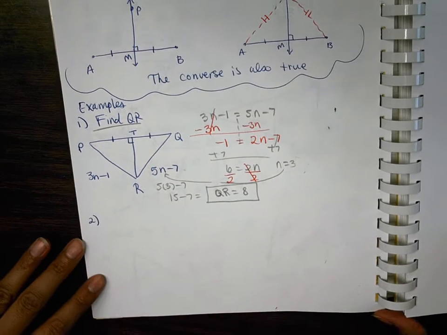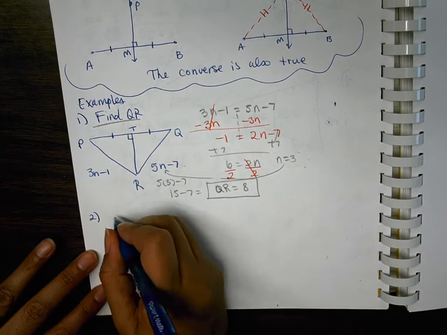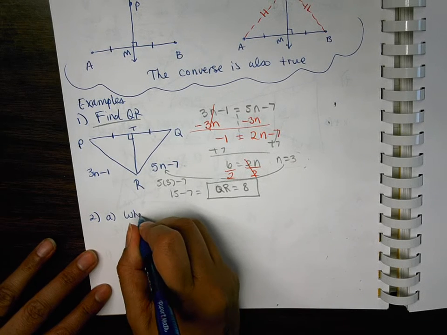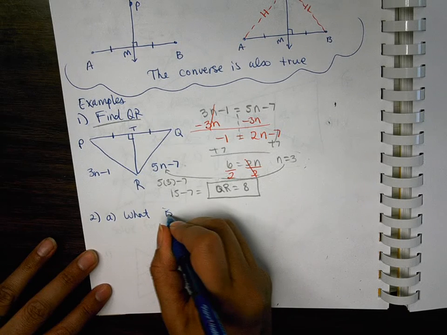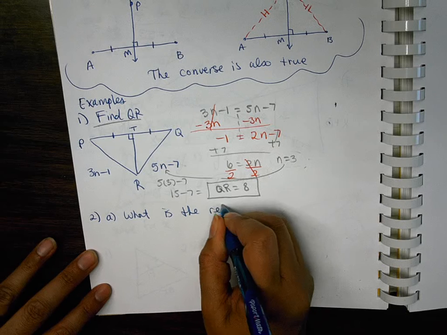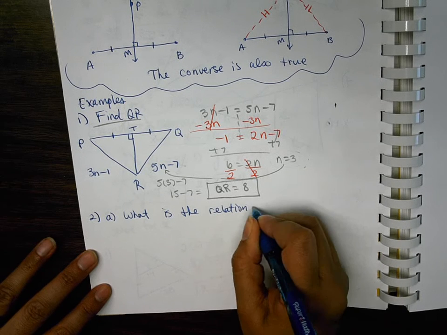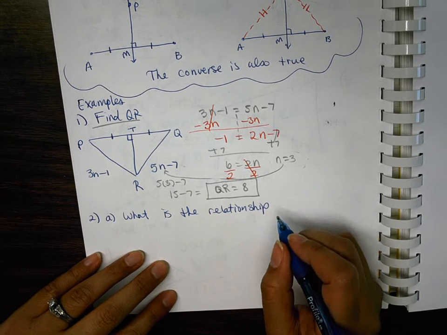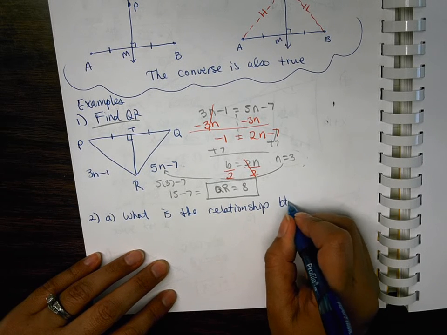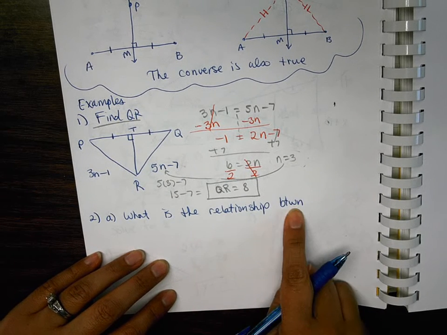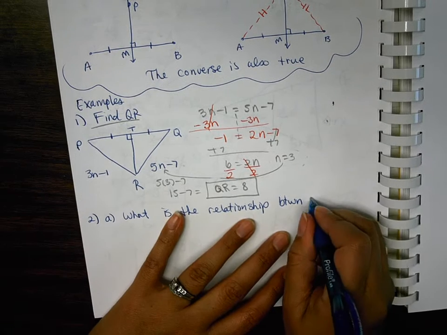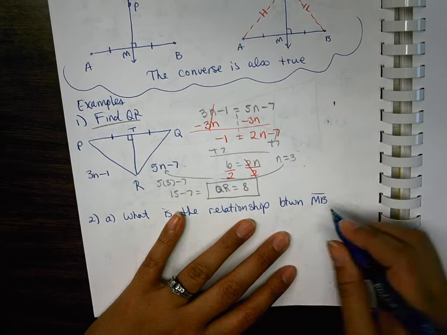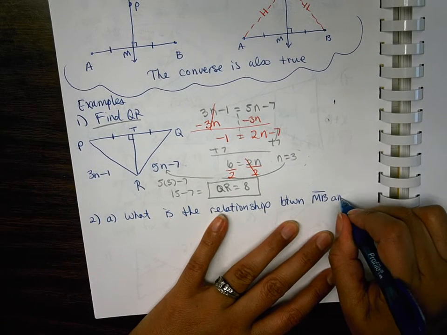Number 2. A. What is the relationship between MB and JK?